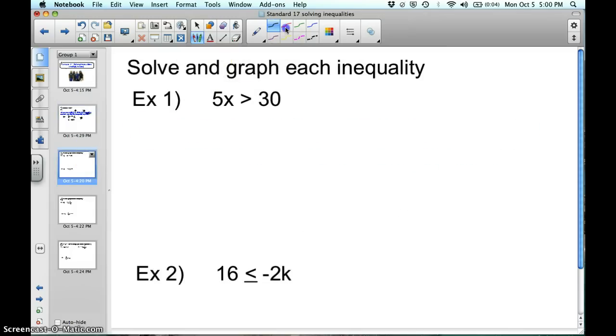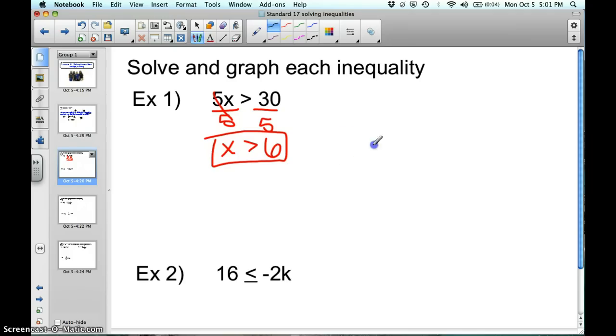All right, let's actually try a few examples together. It tells me to solve and graph my inequality. So thinking back to solving equations, if I have 5 times x is greater than 30, in order to get rid of multiplication, I divide on both sides. So my 5's cancel out, I'm left with x is greater than, and then 30 divided by 5 gives me 6. So this is my solution, x is greater than 6.